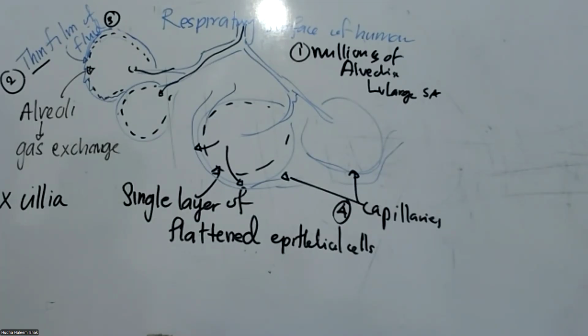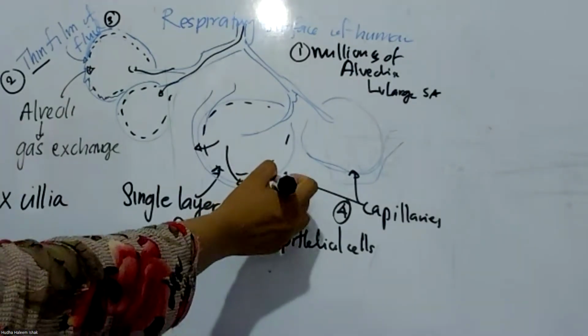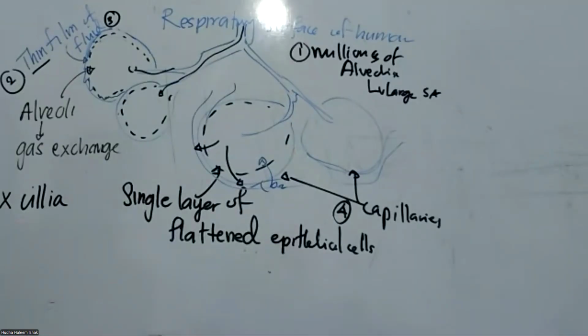And at the same time, what is happening? These blood capillaries are having carbon dioxide. We'll be studying about this deeply. All this carbon dioxide dissolves in the fluid, and then it will diffuse into the alveoli.